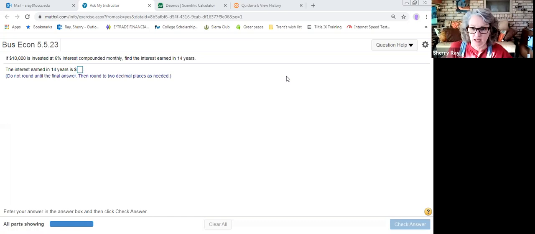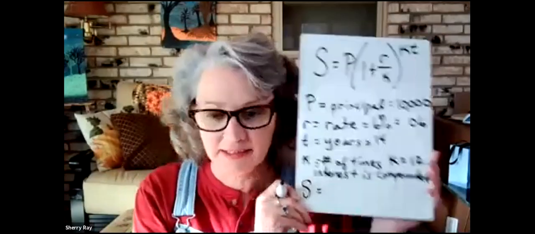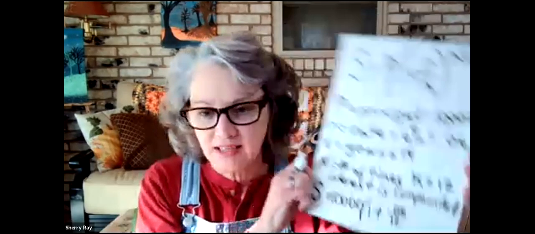So let me go back to here's my whiteboard, okay? And we are going to put in our principal 10,000, 0.06 for R, 12 for K, and I have an exponent of 12, which is K, times 14. You might have to use parentheses around this exponent. This is a multiplication sign here.